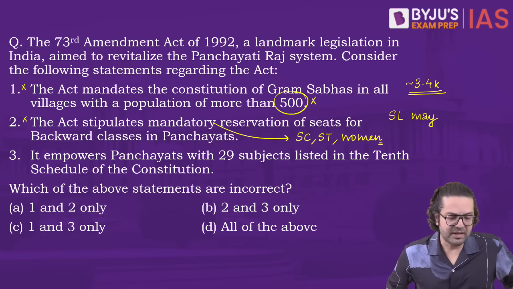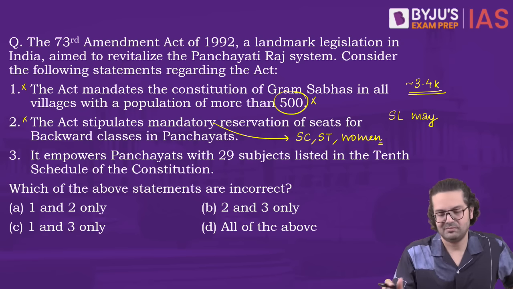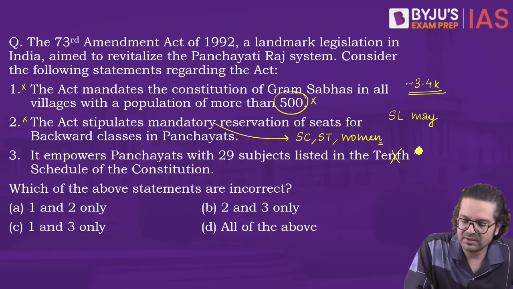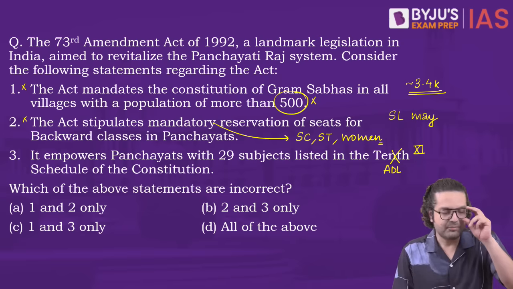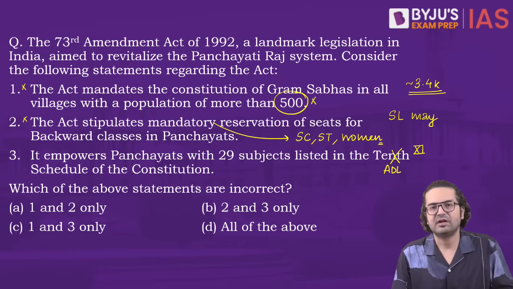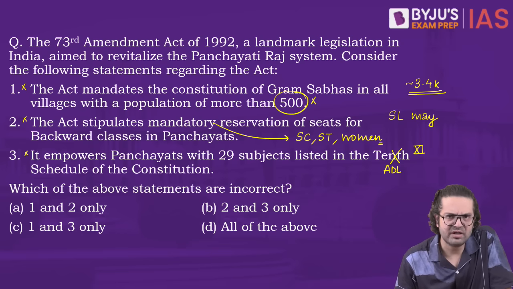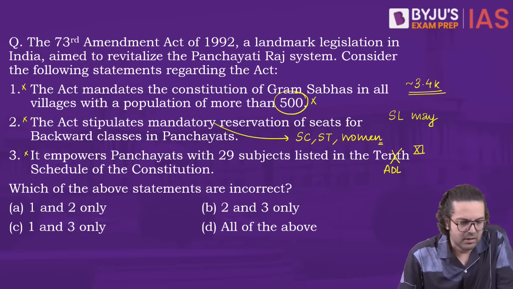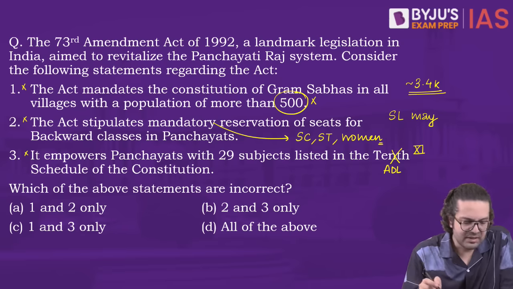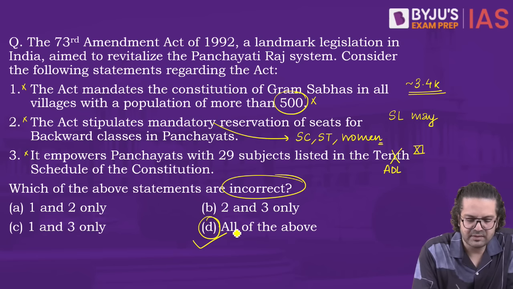Number 3, it empowers panchayats with 29 subjects listed in the 10th schedule. No, not the 10th schedule, in the 11th schedule, because we know 10th schedule, what is that? Anti-defection law. So it empowers panchayats with 29 subjects listed in the 11th schedule of the constitution. This is also wrong. Subjects like agriculture, land improvement, family welfare, etc. So all 3 are wrong. How many or which of the above statements are incorrect? All of the above are incorrect.